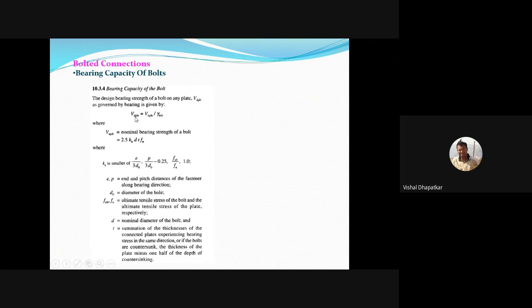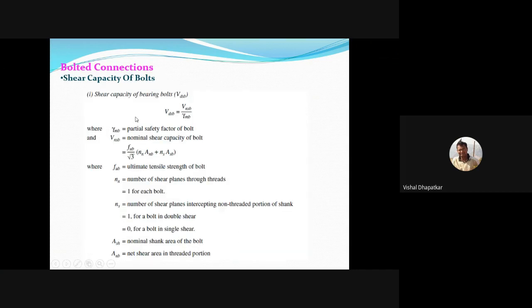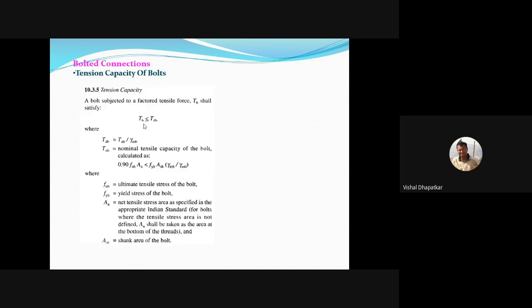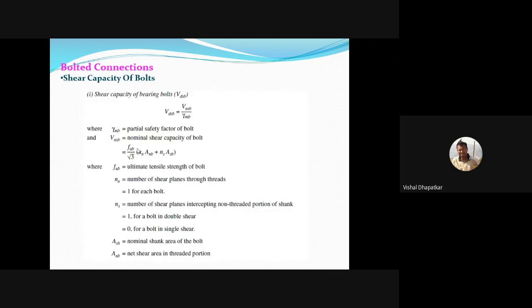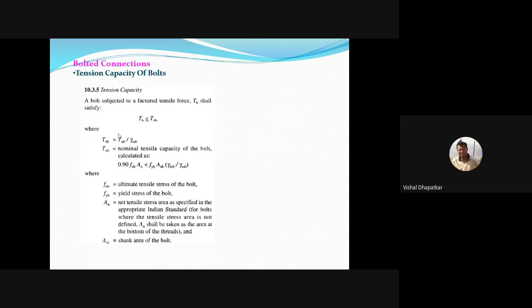So we got two values for the shear. One is shear capacity of the bolts and another is bearing capacity of the bolts. So minimum of these two capacities will be considered as shear capacity of the bolt. Are you getting this, or any query up to this? No, sir. Okay. Then we will see the tension capacity of the bolt.